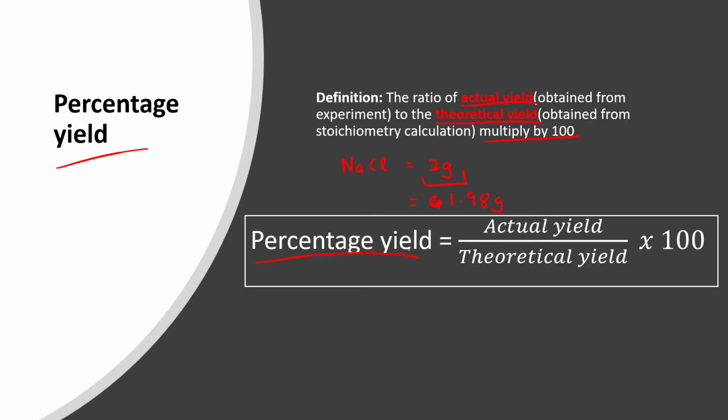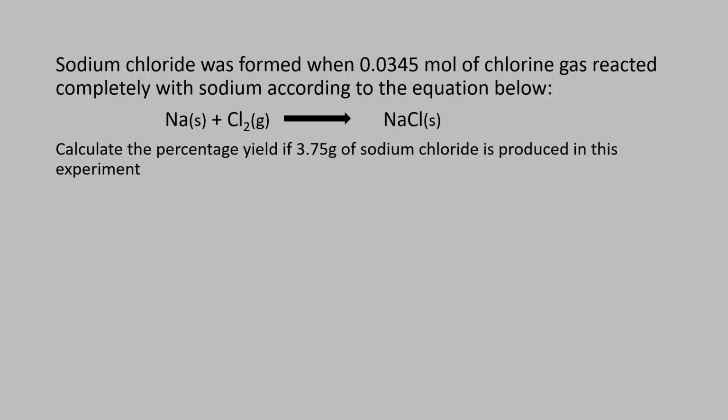We are looking at how much of our end product from the experiment, how close we can get to the theoretical yield, the theoretical yield based on our calculation. Okay, so let's look at this question. Sodium chloride was formed when 0.035 moles of chlorine gas reacted completely with sodium according to the equation below. Calculate the percentage yield if at the end we get 3.75 grams of sodium chloride.